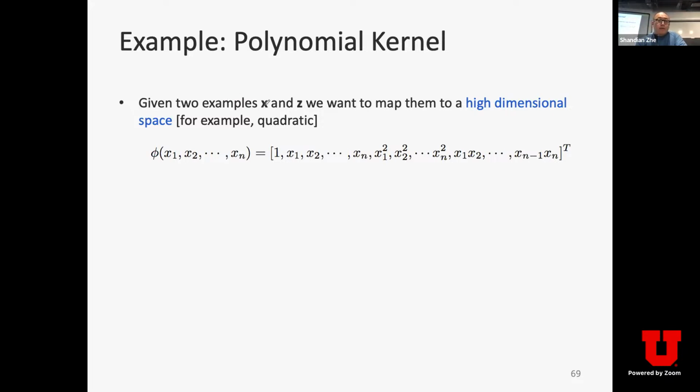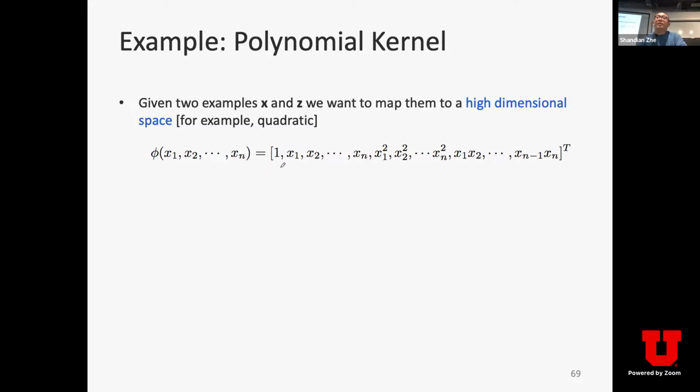Suppose we're given two examples, x and z. The input examples are n-dimensional, so each contains n elements, x1 to xn. I'm going to do a feature mapping according to a second order polynomial. How can I do that? This is the definition.